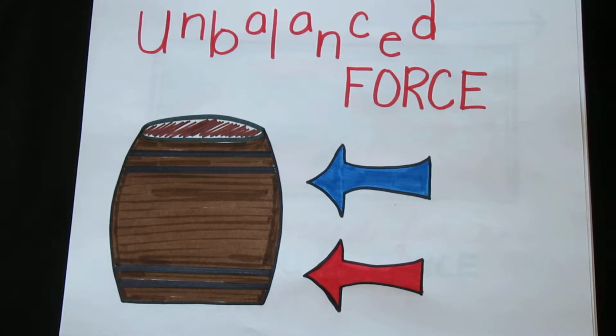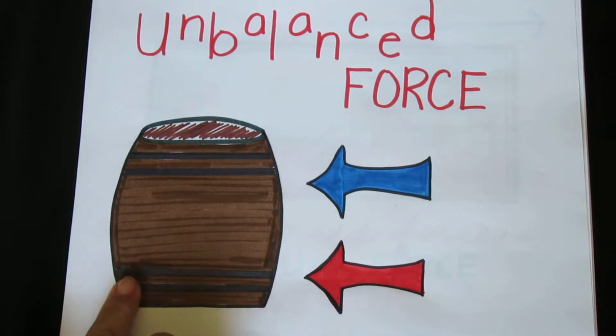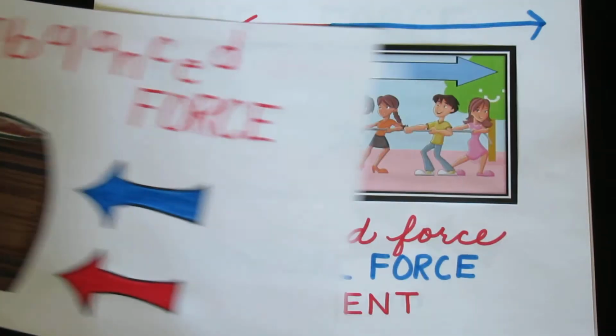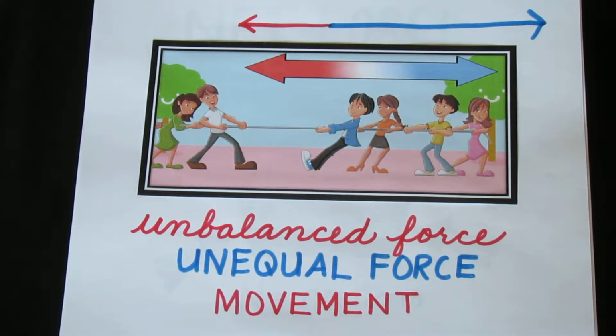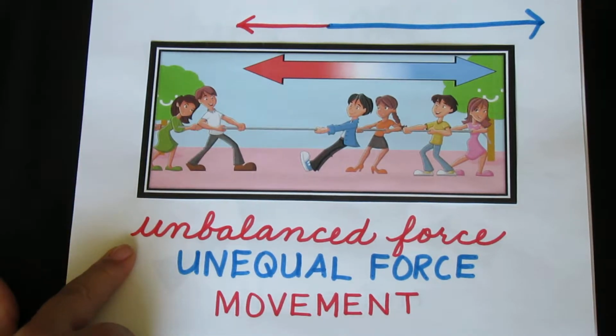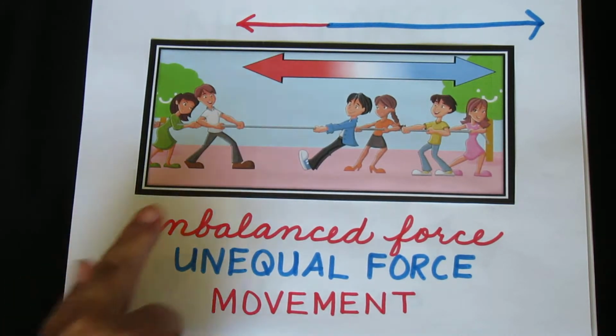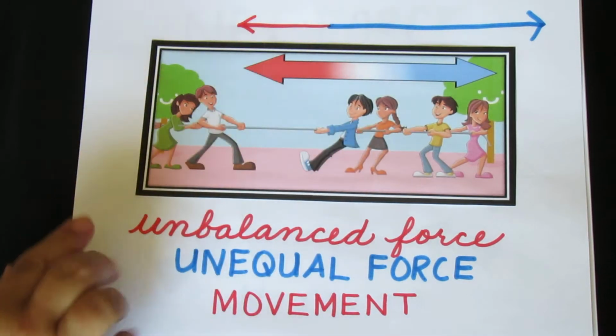Unbalanced forces are not equal and opposite. This barrel will move in the direction of the force. If one team of tug-of-war pulls harder, the forces are unbalanced, and that team will pull and move the opposite team in the direction of the larger force.